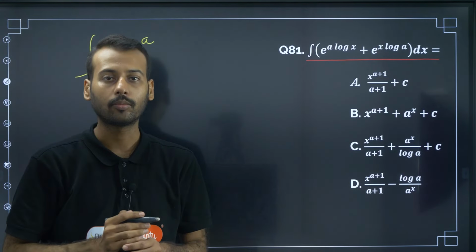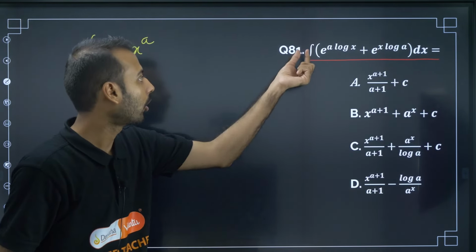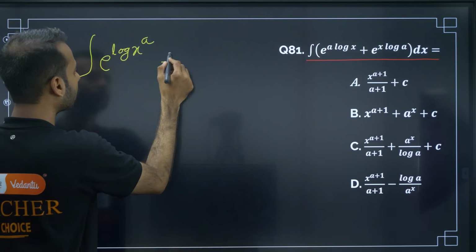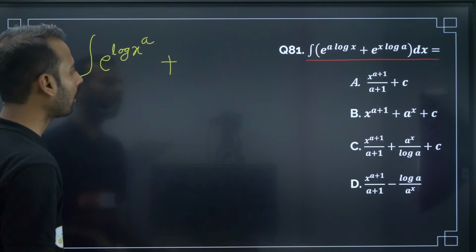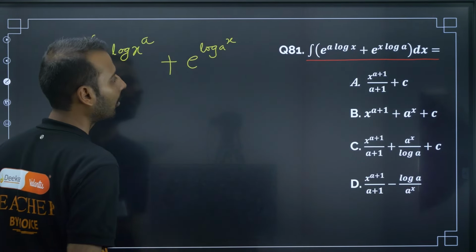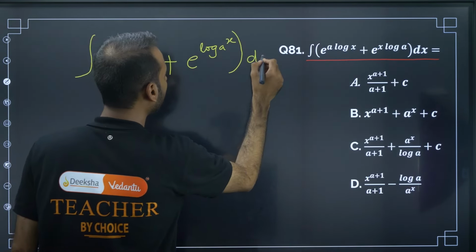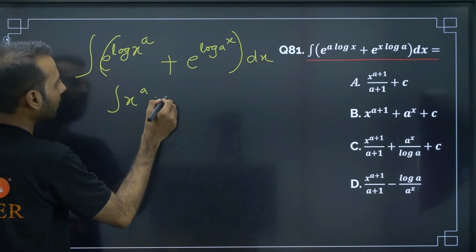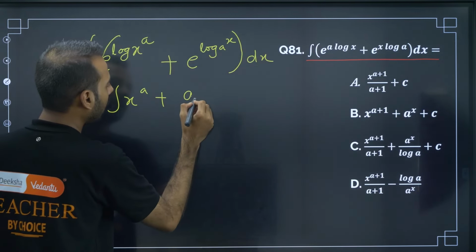Although I am not writing, I am saying it. So what I am saying, you place here log x to the a plus e raised to log a raised to x, and then dx. So e and log will get composed: x raised to a plus a raised to x, dx.